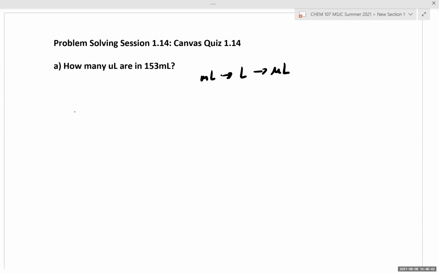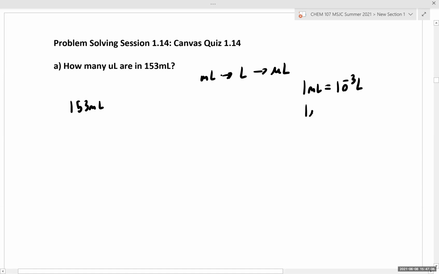So let's discuss. In our unit conversion map, we're starting from milliliters, and we're trying to go to microliters. So in this case, we're starting with 153 milliliters. We're going to go from milliliters to microliters through units of liters. Our equalities: 1 milliliter corresponds to 10 to the negative third liter. 1 microliter corresponds to 10 to the negative sixth liter. So we're going to take our 153 milliliters.